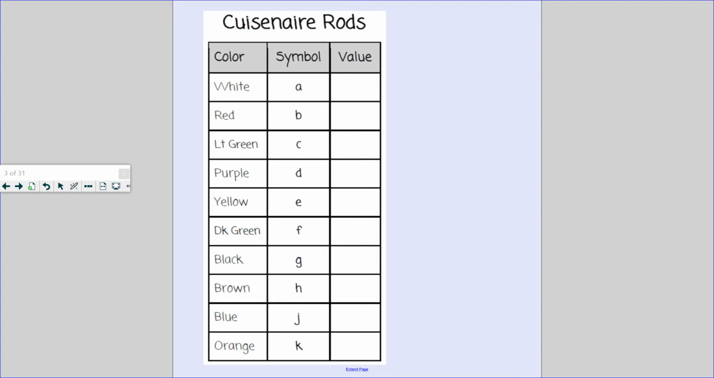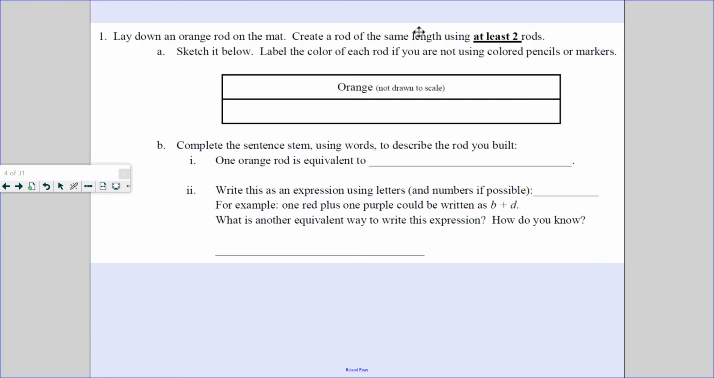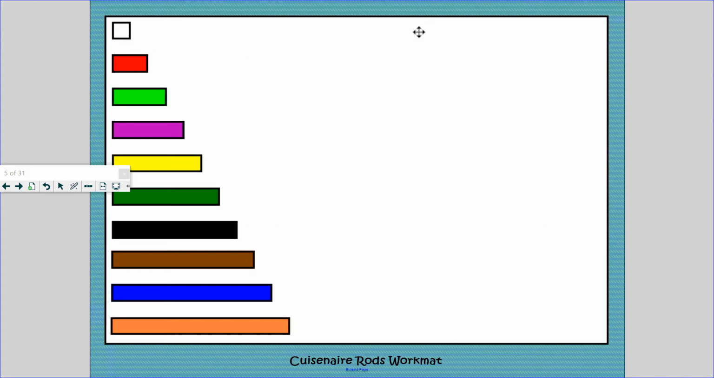So for today's activity, we're going to be using these colors as our key. White is A, red is B, light green is C, purple is D, yellow is E, dark green is F, black is G, brown is H, blue is J, and orange is K. So you're going to lay down an orange rod on the mat. You're going to create a rod of the same length using at least 2 rods. Sketch it below. Label the color of each rod if you're not using colored pencils or markers.